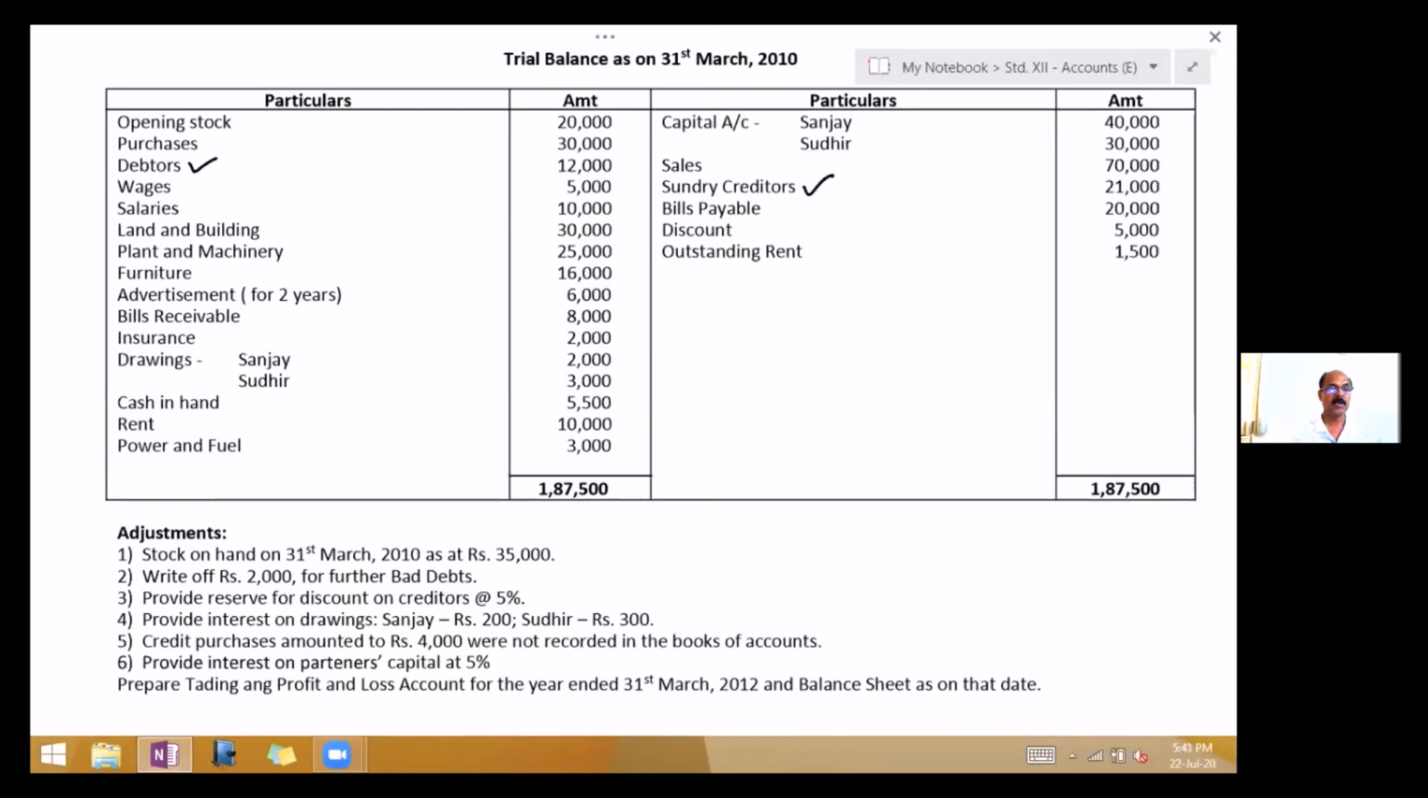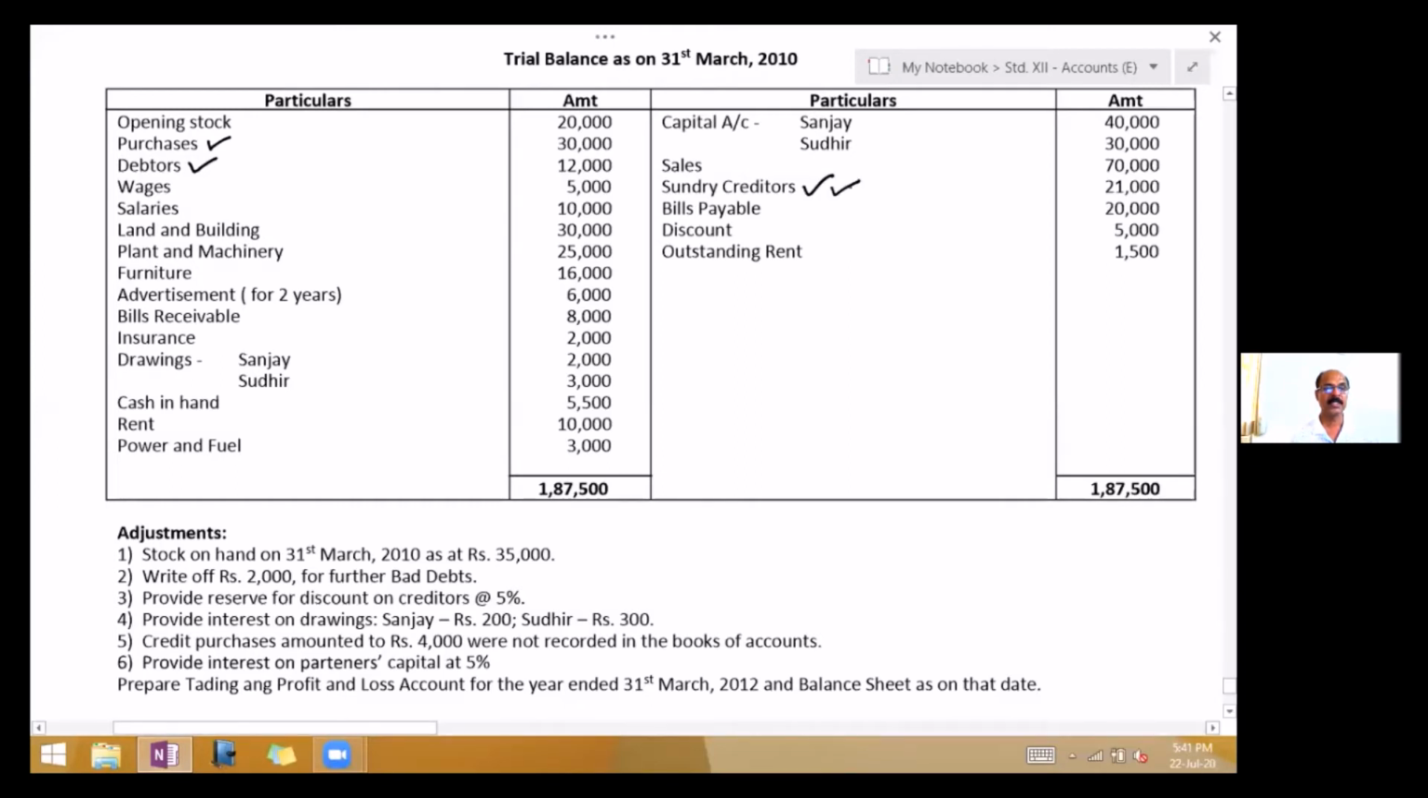Credit purchases amounted to 4,000 were not recorded in the books of accounts. So tick mark purchases on one hand. And what do you tick mark, students, next for unrecorded purchases? I want to hear from you. Anybody? Tick mark purchases and second effect tick mark creditors. Creditors, yes.